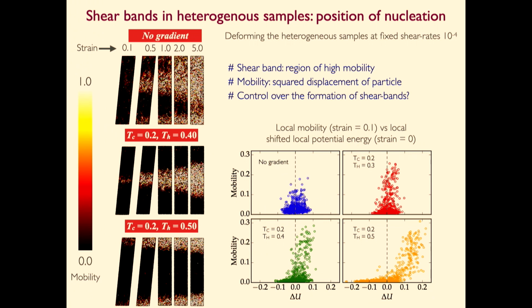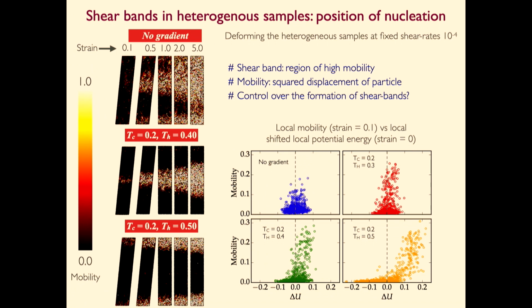So now the microscopic response in the form of shear bands. You can see the material which has not been exposed to the gradient. These have been exposed to temperatures 0.2, 0.4 and 0.2, 0.5, and you can see that there is a pattern in the shear bands. For example, in this particular case, the shear band nucleates in the middle, here the shear band nucleates around the boundaries, and these are the different strain values at which you are seeing the snapshot.